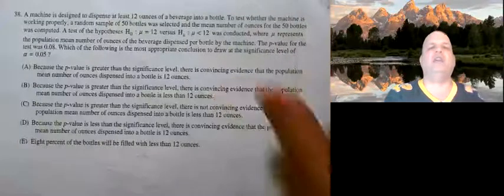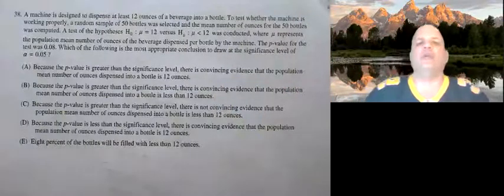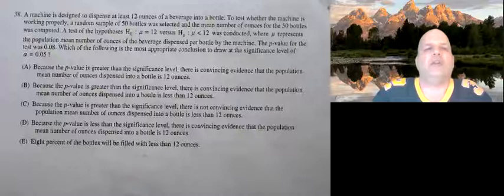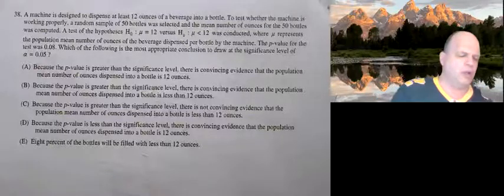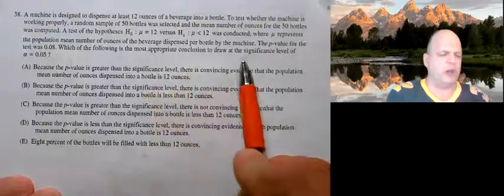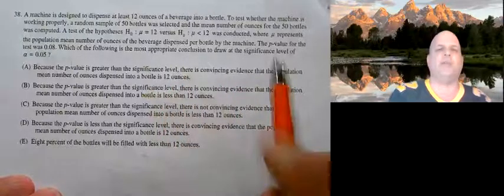The machine is designed to dispense at least 12 ounces of beverage into a bottle. To test whether the machine is working properly, a random sample of 50 bottles was selected and the mean number of ounces was computed. So basically, now that we have a sample size of 50, we know that we're normal by the central limit theorem. The hypothesis is mu equals 12. The alternative is mu is less than 12, where mu represents the population mean number of ounces of the beverage dispensed. The p-value for the test was 0.08. Which of the following is the most appropriate conclusion to draw at the significance level of alpha equals 0.05?